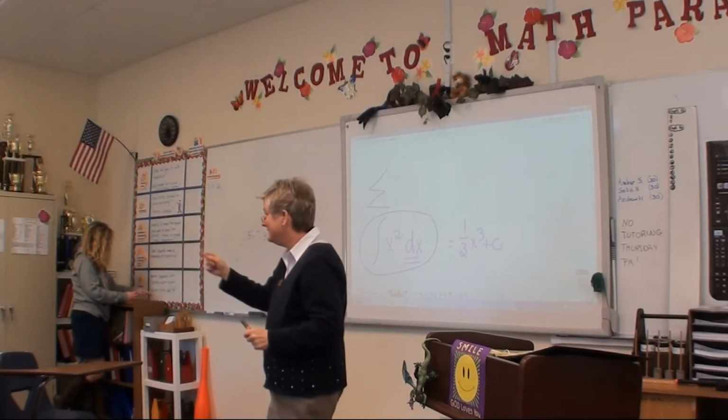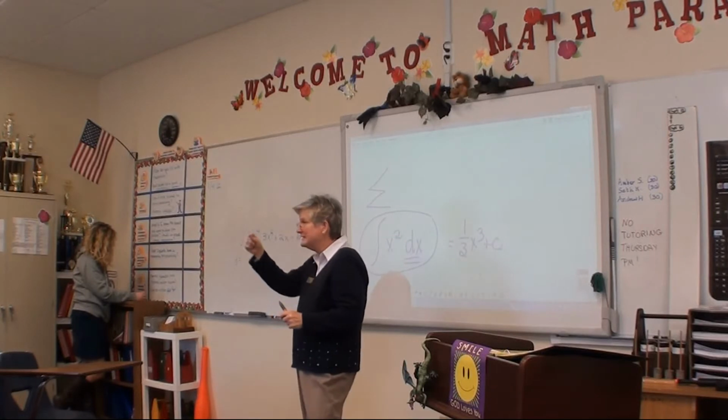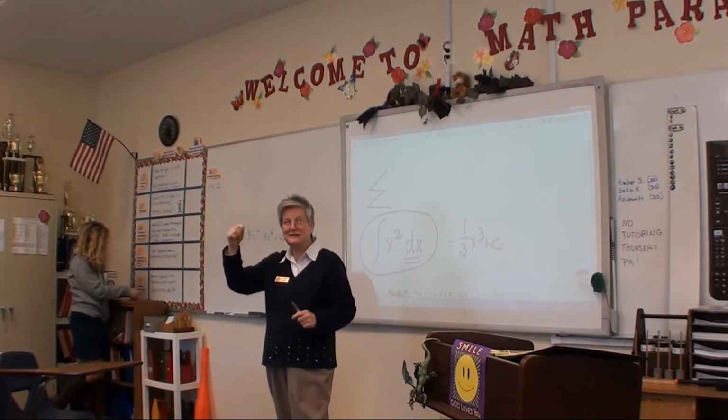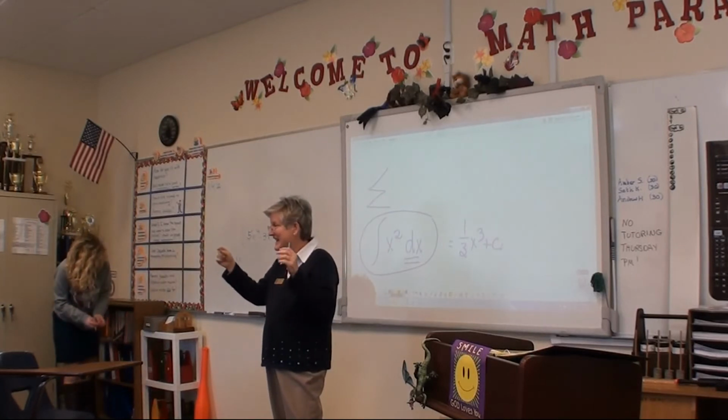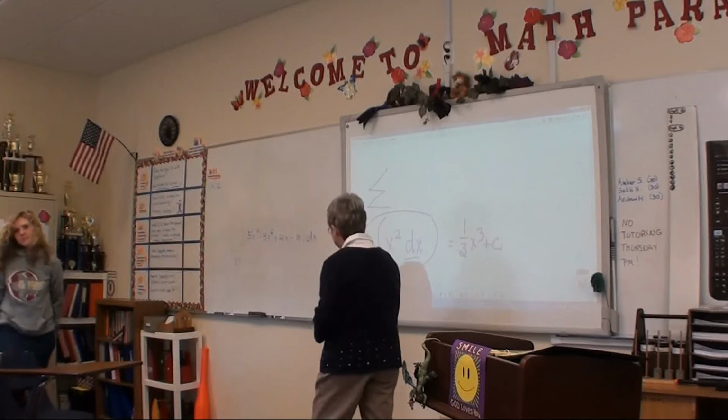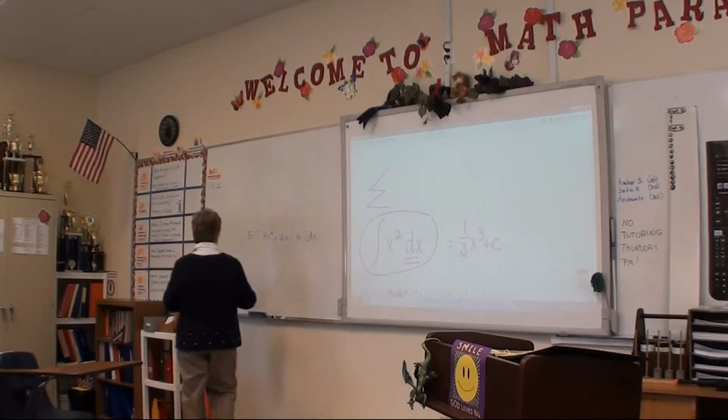So wouldn't it make a difference? Seems to make sense. What's the opposite of multiplying? Dividing. And what's the opposite of subtracting? Adding. We're going to do exactly the opposite of what we did. Now, let's look at this first term here.